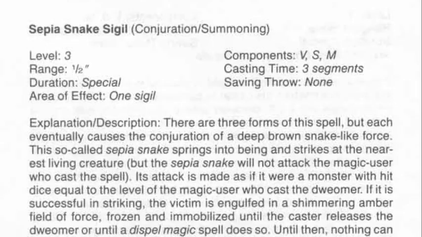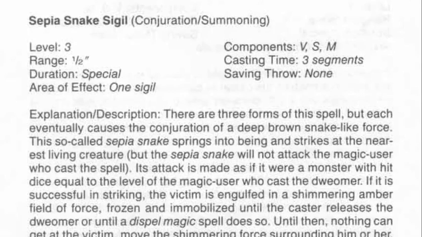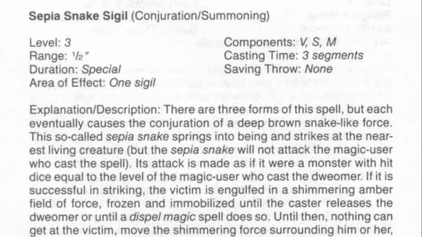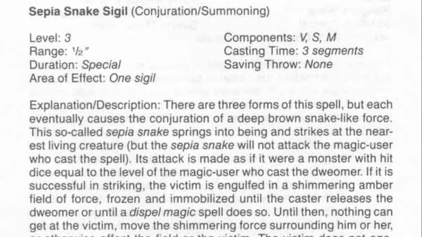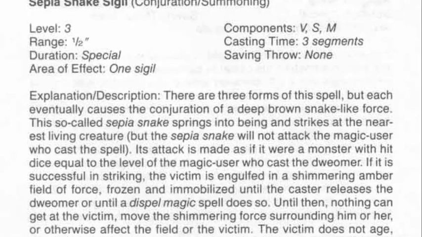Sepia Snake Sigil has a special duration. The area of effect is 1 sigil, and the casting time is 3 segments. There are 3 forms of this spell, but each eventually causes the conjuration of a deep brown snake-like force. This so-called Sepia snake springs into being and strikes at the nearest living creature, but the Sepia snake will not attack the magic user who casts the spell.